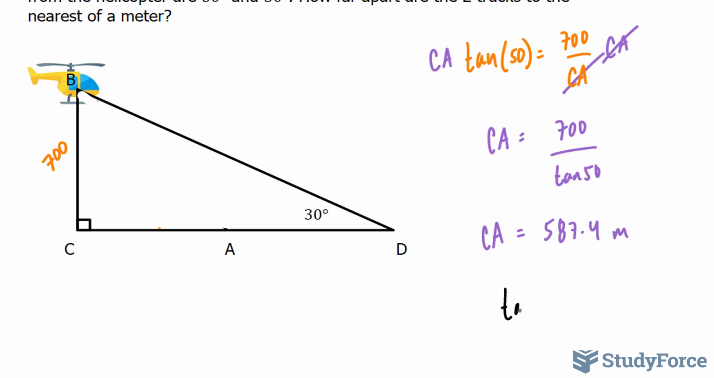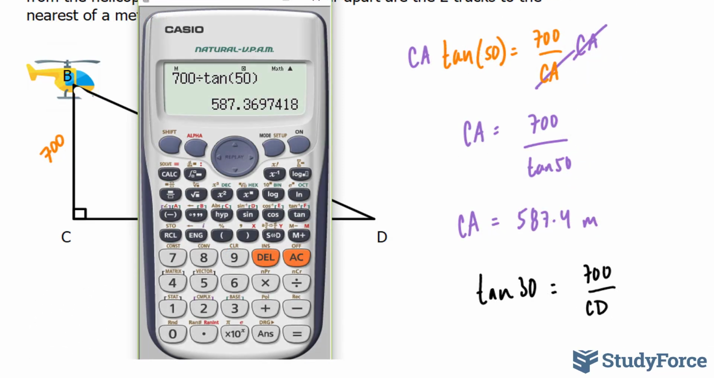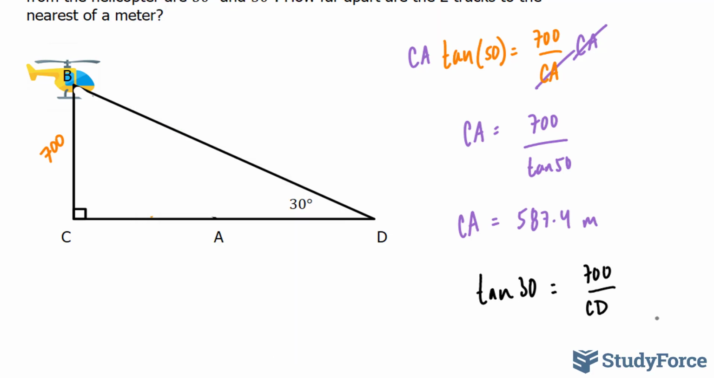Tangent of 30 degrees is equal to 700 as your opposite, and your adjacent is the distance between C and D. Using our calculator, we end up with 700 divided by tangent of 30 gives us a total distance of 1,212.43. 1,212.43 is the distance between C and D, and that's in meters.